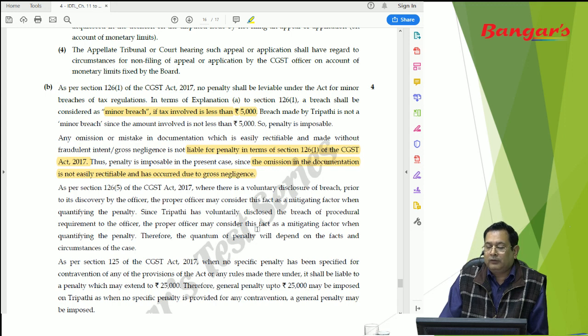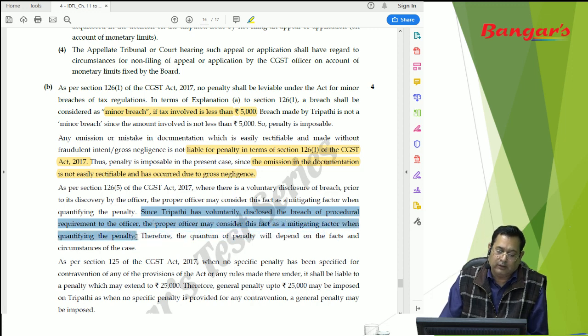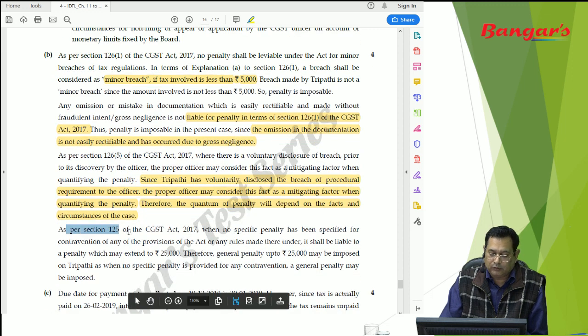And in case there is a voluntary disclosure on his part, then the same can be a mitigating factor for imposition of penalty. Since the party has voluntarily disclosed a breach of procedural requirement to the proper officer, the proper officer may consider it as a mitigating factor when quantifying the penalty. Therefore, the quantum of penalty will depend upon the facts and circumstances of the case. And then, if there is no specific penalty, then a general penalty is there as per the provisions of section 125.